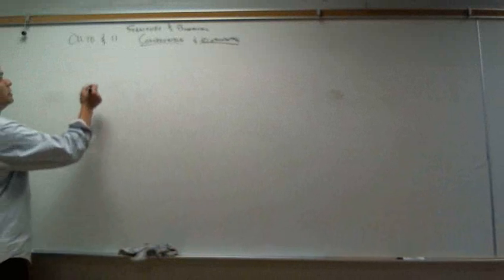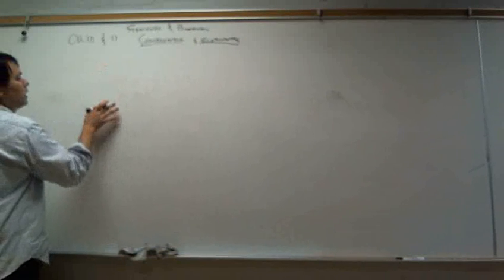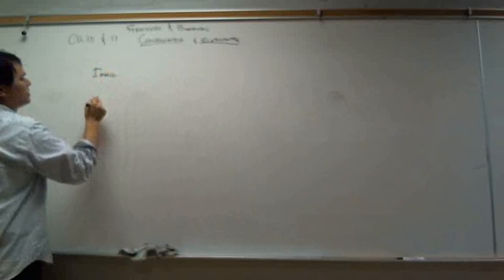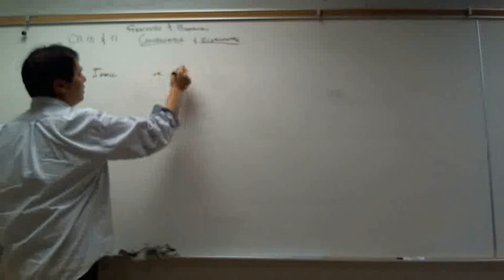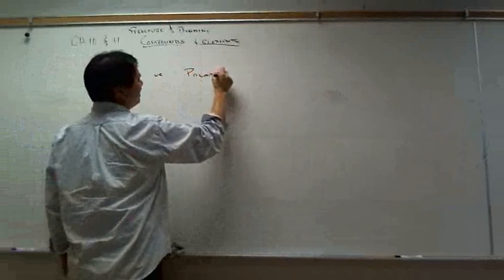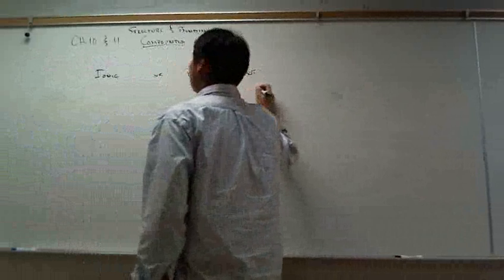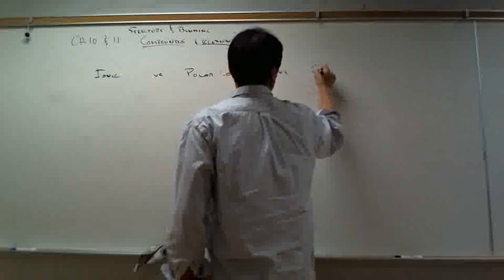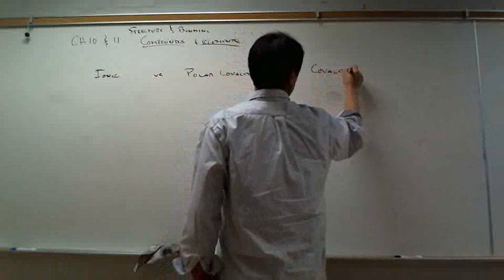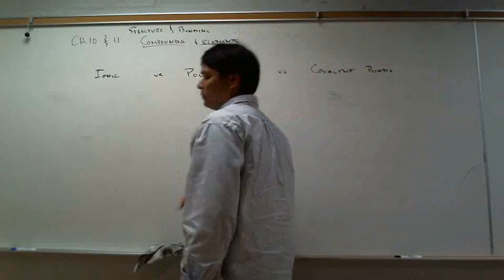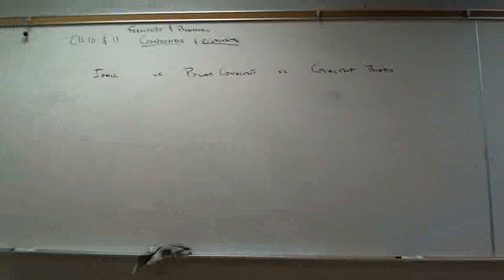And so let's take a look at the first part of this section, and that is, let's take a look at ionic versus polar covalent versus covalent bond. First we're going to just look at the individual bond, and then we'll look at the full structure.